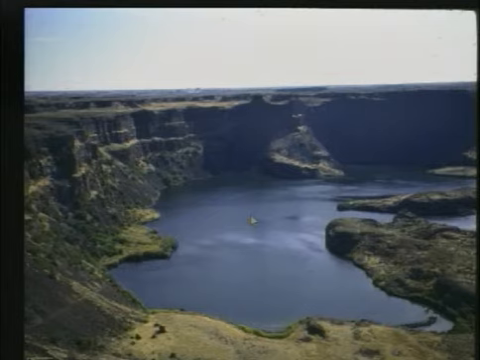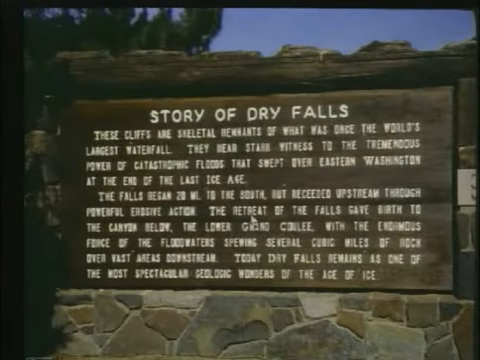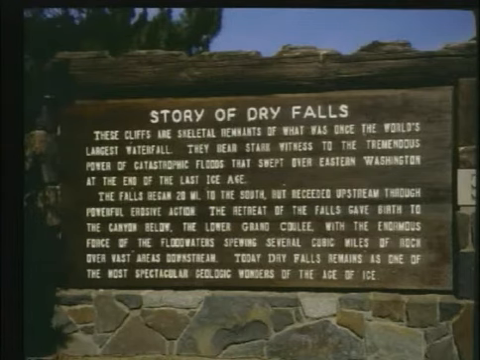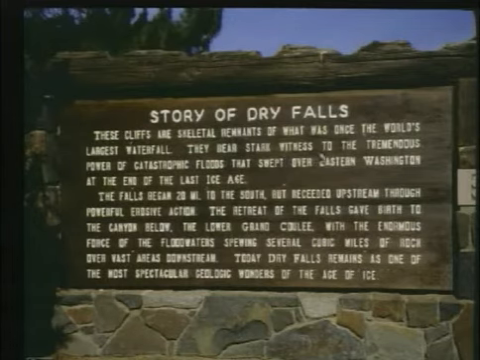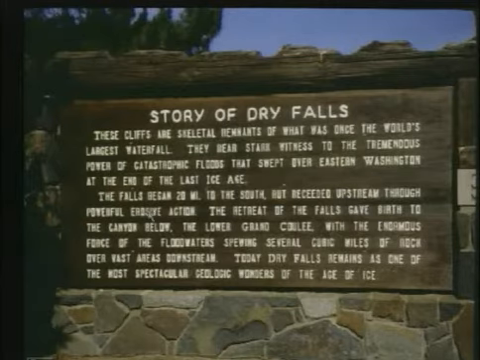Then you can have post-glaciation catastrophe, like here at Columbia Dry Falls. What is happening over here is quite interesting, because for long periods of time, scientists said this also took millions of years. But now they have to admit, and this is their own placard, Story of Dry Falls, and it says over here, they bear stark witness to the tremendous power of catastrophic floods that swept over eastern Washington at the end of the last ice age. Of course, they got the time wrong over there, 20 million years, but never mind that. They're at least admitting to catastrophism.